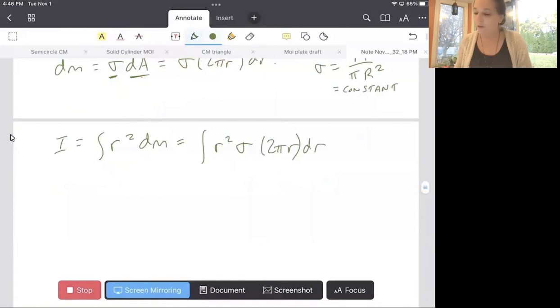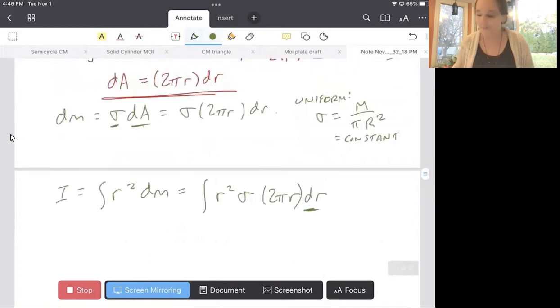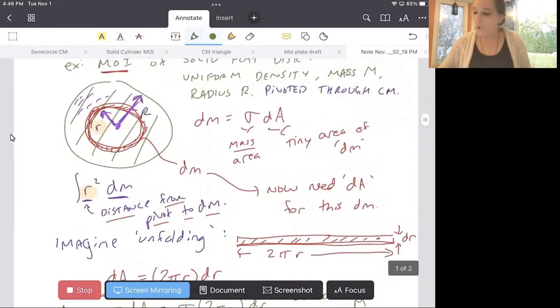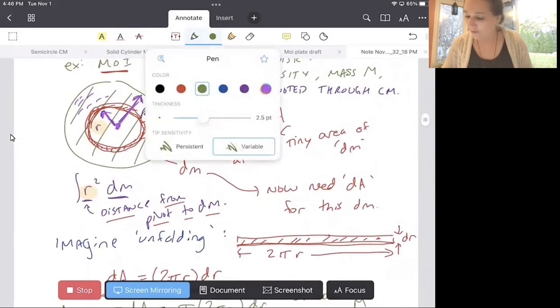So I can actually pull that out of the integral in the next step. But at this point, my integral is missing limits. And so that's when I look at my dr and I say, okay, let's go back to the diagram and try to figure out what my r will vary from.